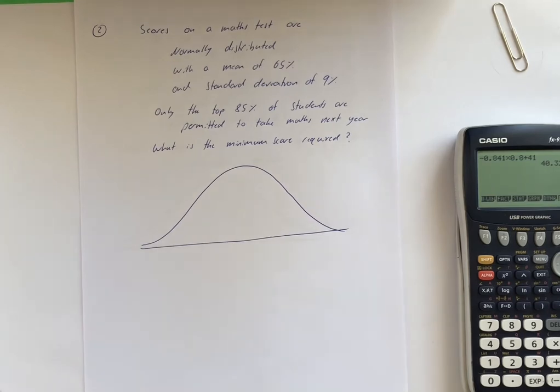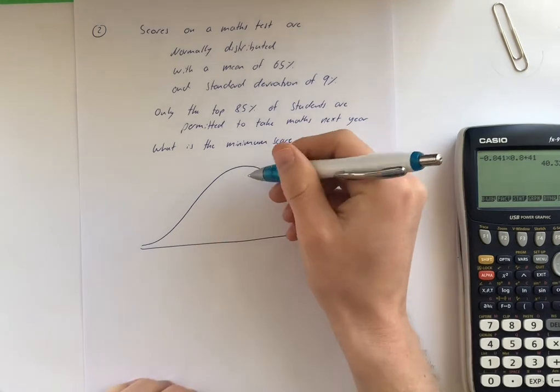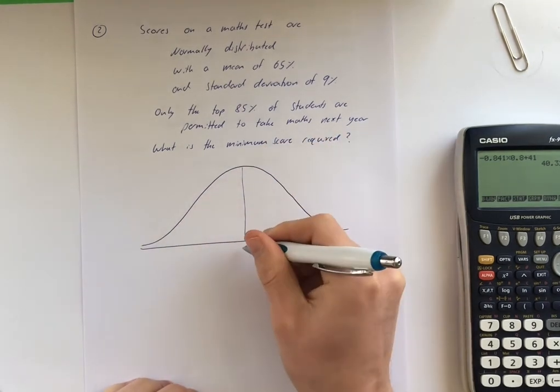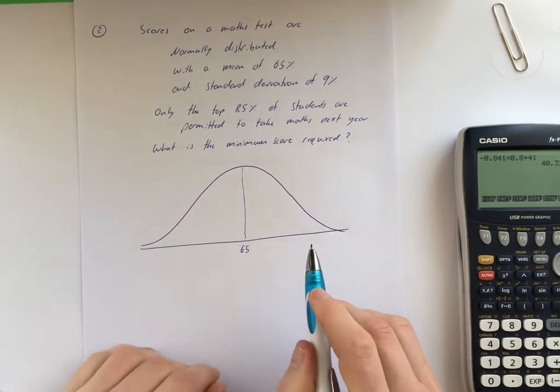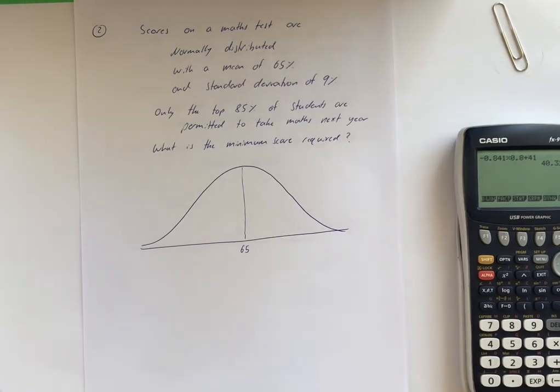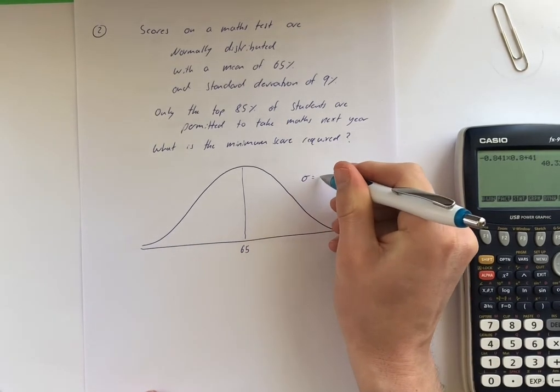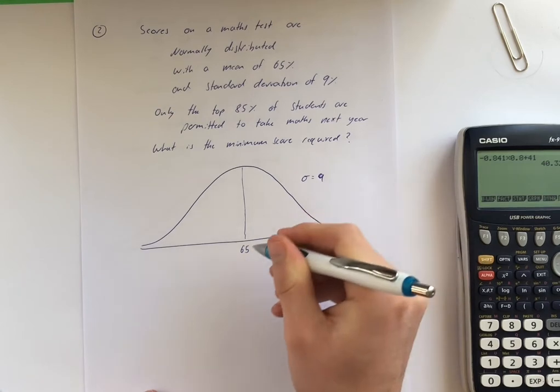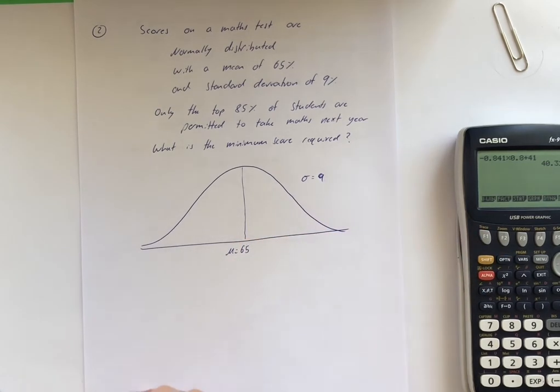So scores on a math test are normally distributed. Great, so I draw my normal distribution. I mean, it doesn't need to be that pretty, it just needs to make sense to me. There's a mean, the mean score is 65%. A weird problem because the percentages are actually the scores. And there's a standard deviation of 9. So mu is 65. Only the top 85% of students are permitted to take maths next year.